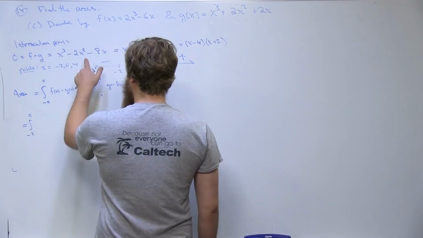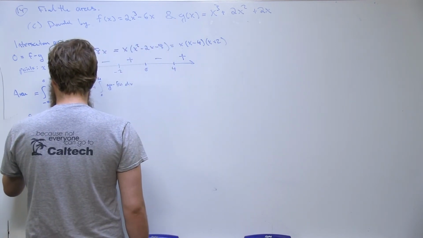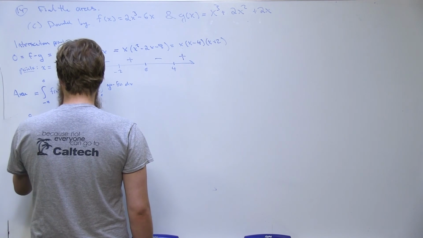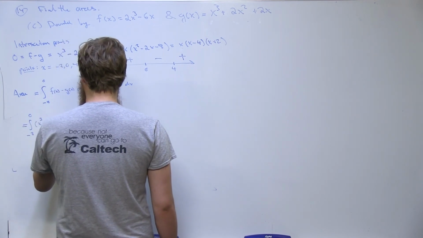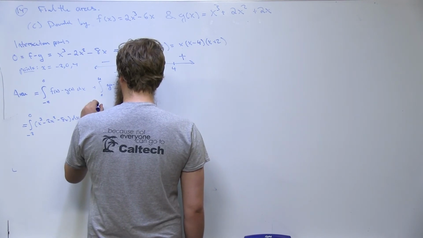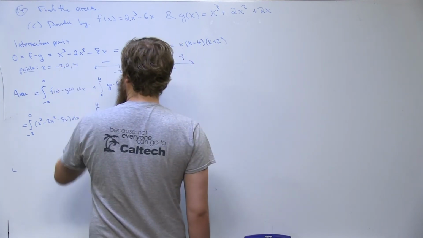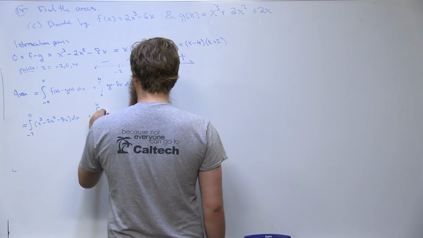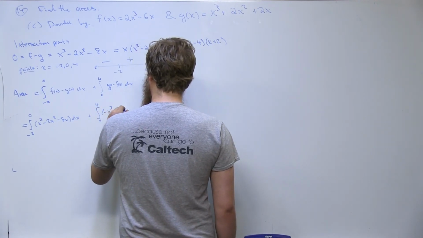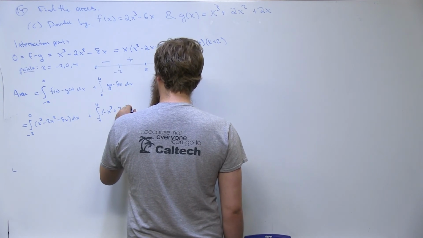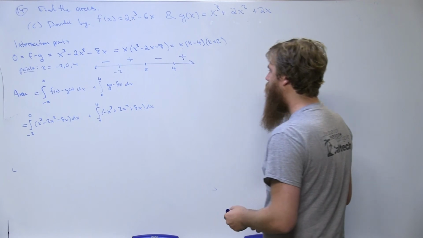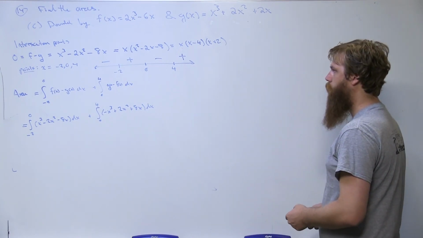F minus g is this thing, so that's the integral of x cubed minus 2x squared minus 8x dx, plus the integral from 0 to 4. G minus f is just -1 times this, so that's -x cubed plus 2x squared plus 8x dx. Very easy to make a little sign error here, so just take your time, make sure everything's correct.